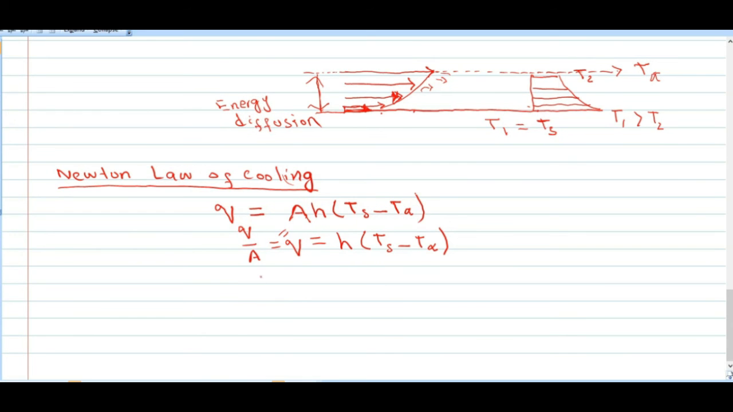In other words, Q is equal to (Ts minus T infinity) divided by 1 over HA. Again, comparing this equation with the flow of electricity, we realize that this is the temperature difference, the temperature drop, and this is the convective resistance.